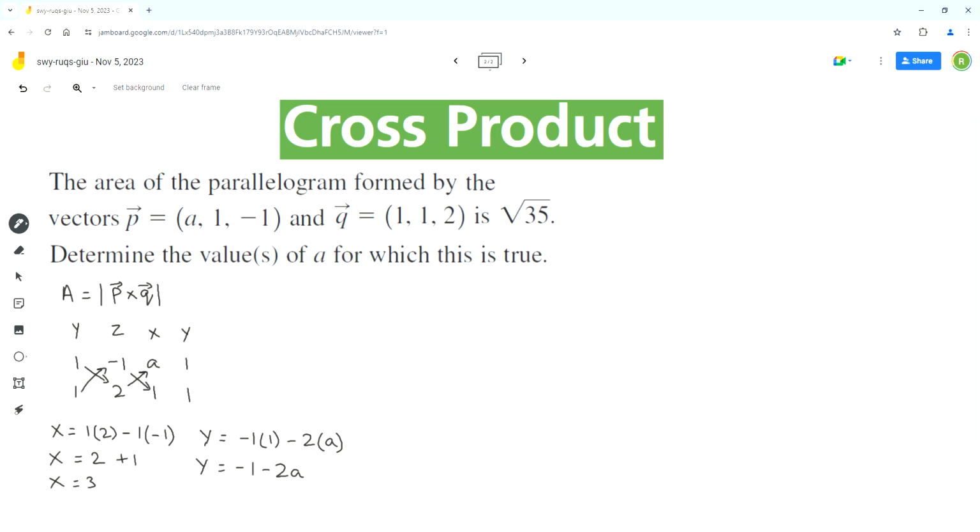Now we can find the z component, and we should cross multiply the x and y components. So we start with a times 1 minus 1 times 1. I get a minus 1. So the cross product of vectors p and q is vector 3, -1 minus 2a, a minus 1. Now we can find the magnitude of this vector. So we should square the components, add them, and apply square root to the sum.